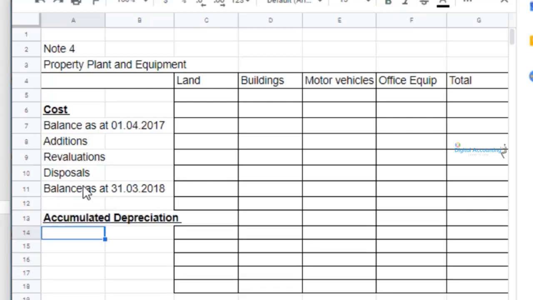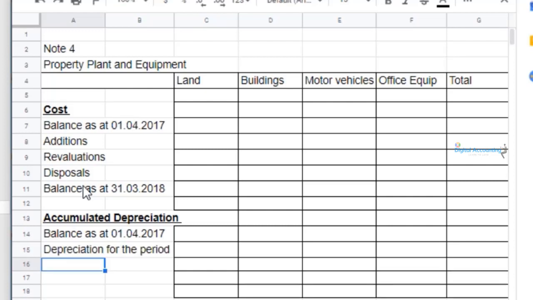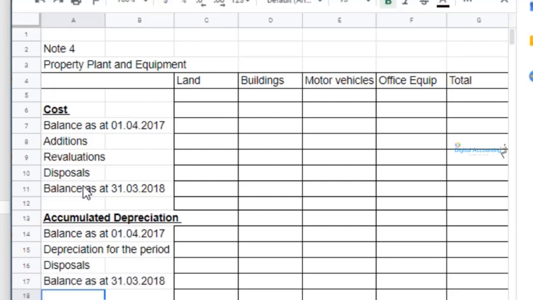Accumulated depreciation, we can have the balance as at 1st April 2017. There might be depreciation for the period. And if there are any disposals, we need to remove the particular asset's depreciation. Balance as at 31st March 2018. So this is the layout for property, plant and equipment, note number 4.